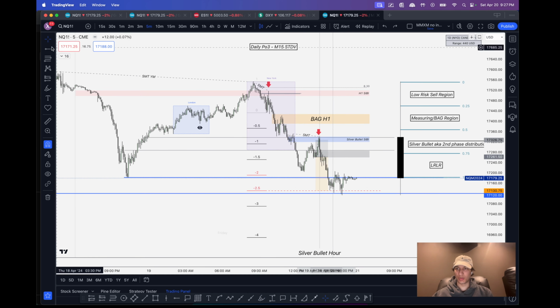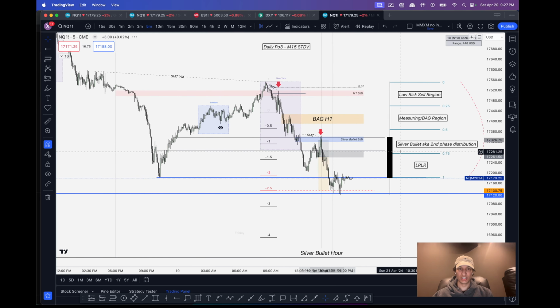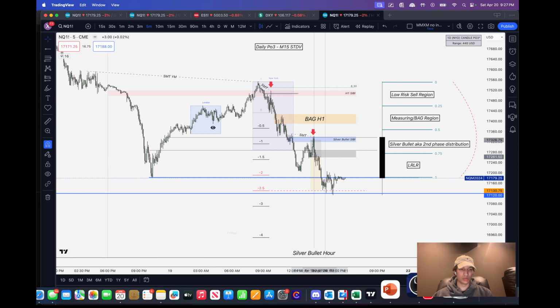So that's how I use swing grades, in addition to using a measuring gap, right, which we talked about as this breakaway gap, to dissect intraday price dynamics and use market maker models in confluence with a lot of this time and price theory. So if you have any questions, please let me know.